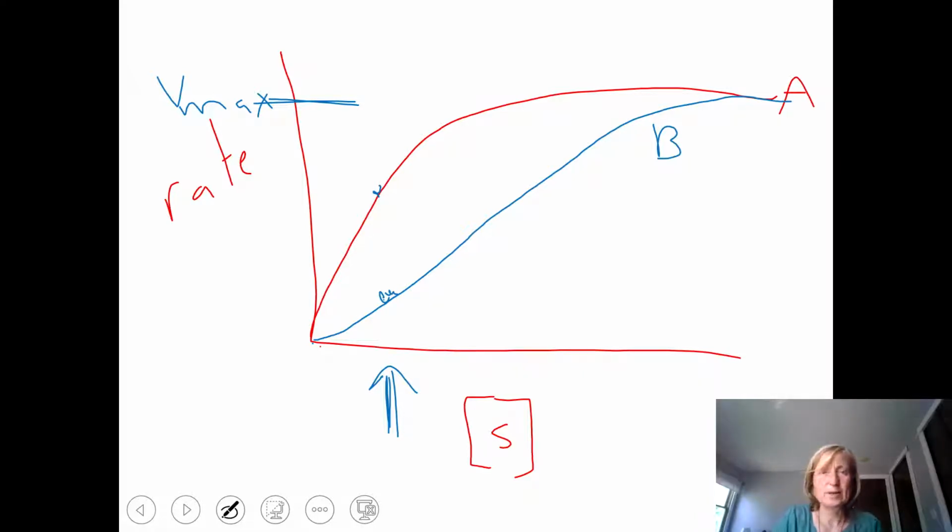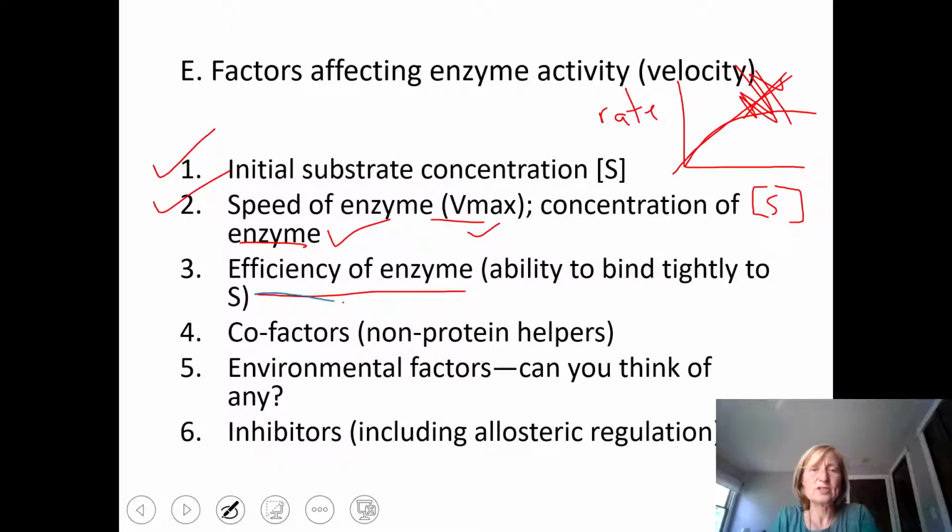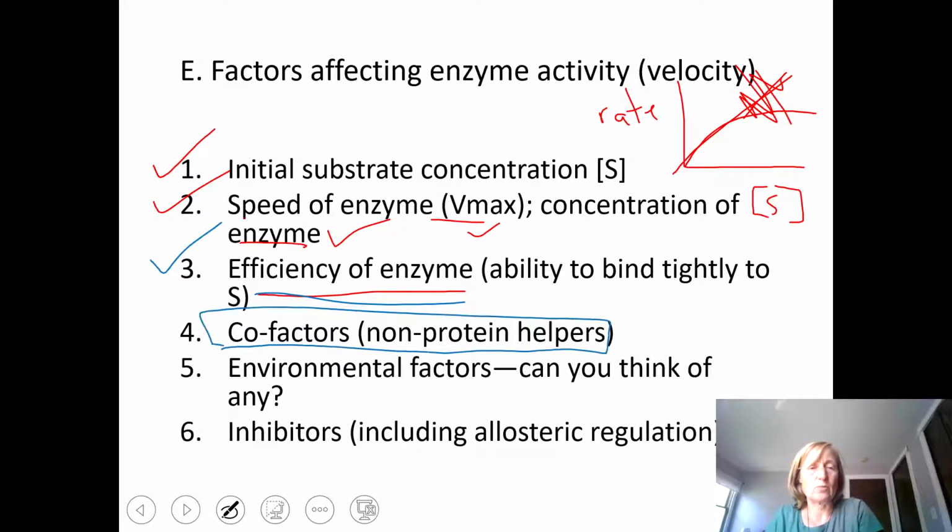So sometimes we talk about the efficiency of the enzyme, if you will. And some enzymes are simply more efficient than others. So people who study enzyme activity are really interested in these factors. Okay, another thing that affects the enzyme activity would be cofactors, or non-protein helpers.